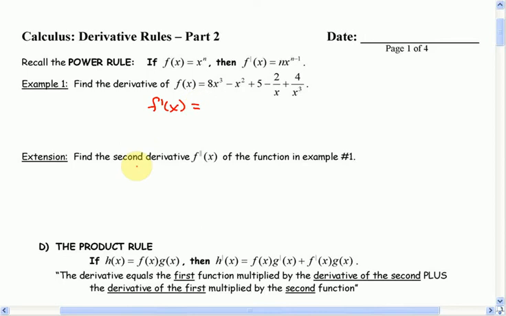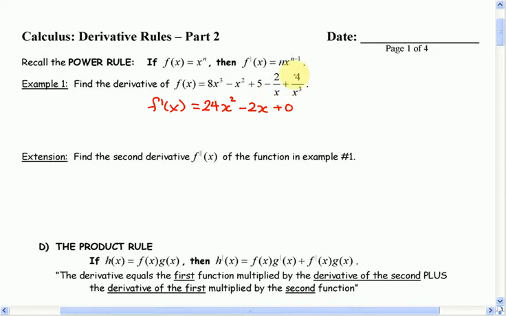F prime of x. What's the derivative of 8x cubed? Using the power rule, 24x squared, right? 8 times 3 is 24. Reduce the exponent by 1. What's the derivative of negative x squared? Minus 2x. The derivative of 5, which is a constant, is 0. You don't have to write that down if you don't want to, but I'll just write down 0 so you know.